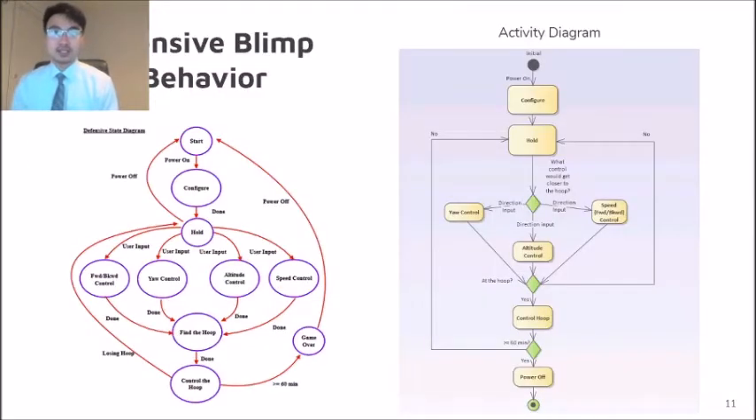On the next slide, we see the intended behavior of our defensive blimp. We have a state diagram on the left and an activity diagram following UML on the right. Both essentially show that the blimp will go to the hoop and stay there for the whole game. By the sheer size of the blimp in the net, it should be able to block the ball.